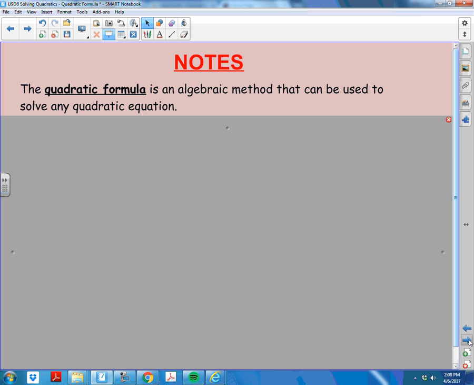Okay? You'll need a calculator, because for the most part, it's a formula-driven calculator solution method. Okay, y'all really stink at shooting, so let's stop. Okay. Thank you. It's an algebraic method that can be used to solve any quadratic equation.